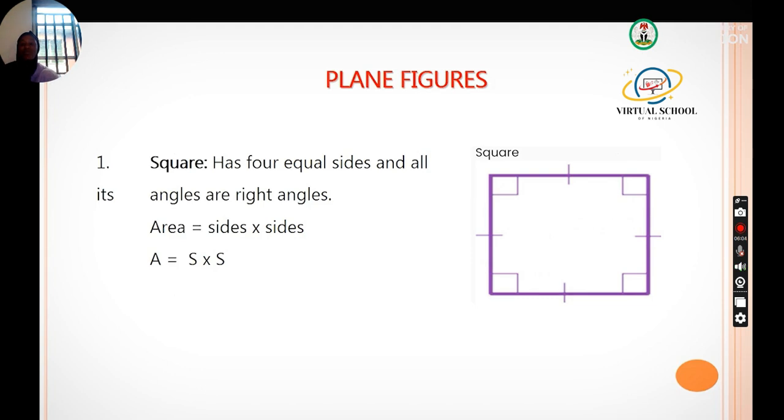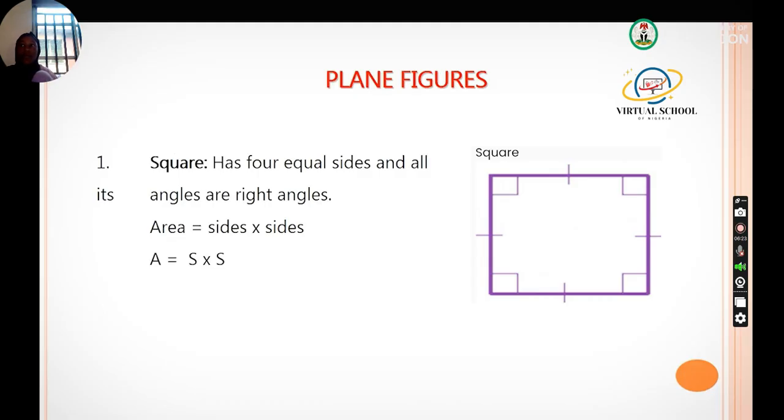On this side forms 90 degrees. On this side, so all the edges form 90 degrees. So all the 4 sides are equal and they form a right angle, which is 90 degrees. So how do we determine the area of our square? We determine the area of our square using this formula.